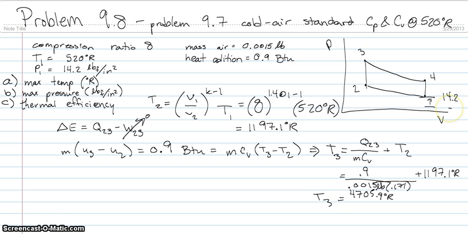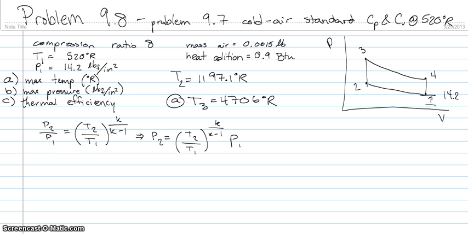State 3 has the highest temperature as well as the highest pressure. So part A, temperature at 3 equals 4705.9, which we need to round off, degrees Rankine.